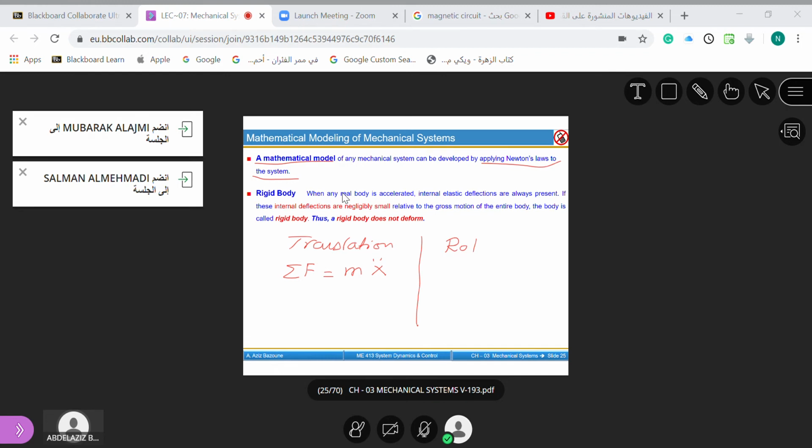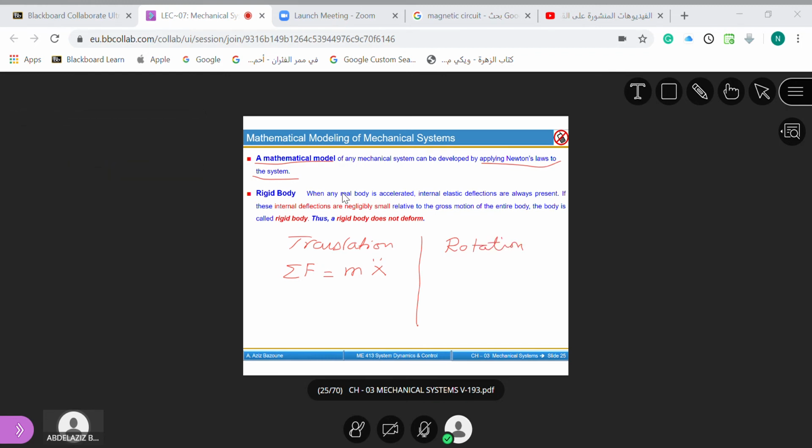For rotation, we can have the same thing. Sigma moment will be equal to I theta double dot, where theta double dot is the angular acceleration, and I is the mass moment of inertia. And here, this is the mass, this is the acceleration, and this is the resultant of all forces. The resultant of all forces will be equal to mass times acceleration.